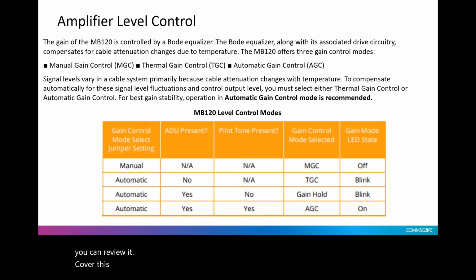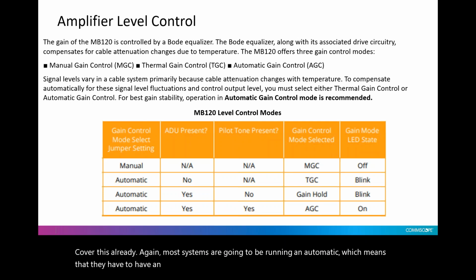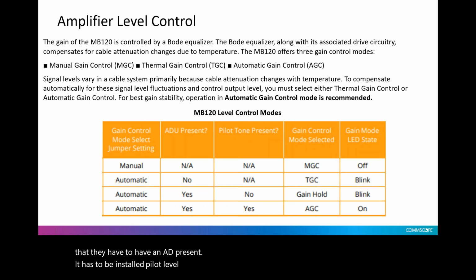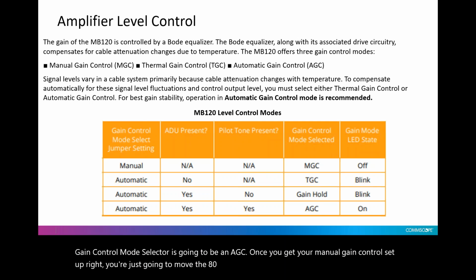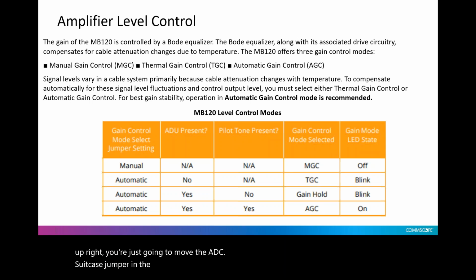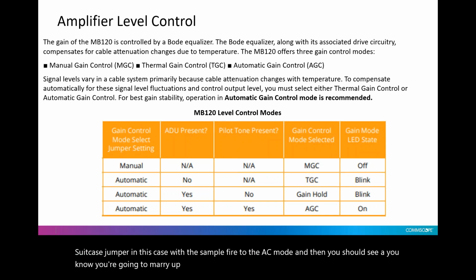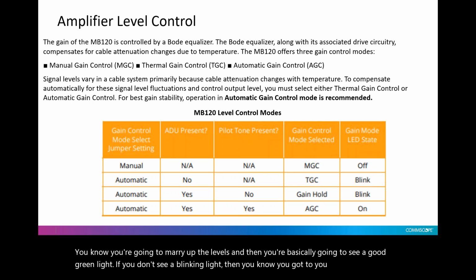Covered this already. Again, most systems are going to be running automatic, which means that they have to have an ADU present. It has to be installed. Pilot level has to be maintained at 711, and in most cases, with at least Charter and Comcast and Cox, the gain control mode selector is going to be ADC. Once you get your manual gain control set up right, you're just going to move the ADC suitcase jumper, in this case for this amplifier, to the ADC mode, and then you're going to marry up the levels, and then you're basically going to see a good green light. If you don't see a blinking light, then you know you've got an issue.